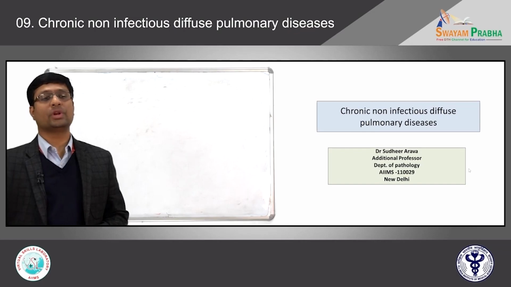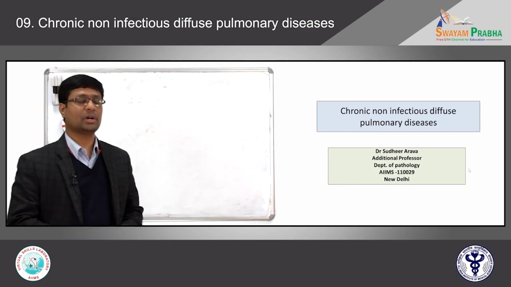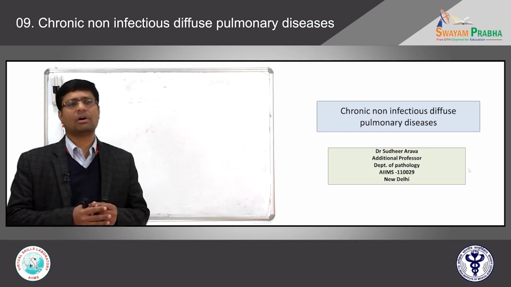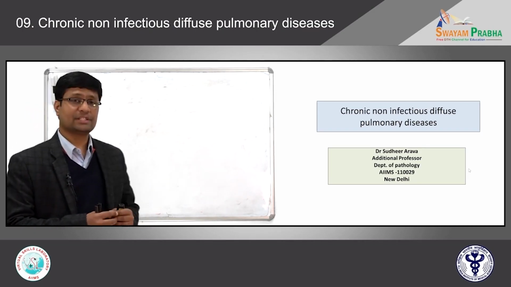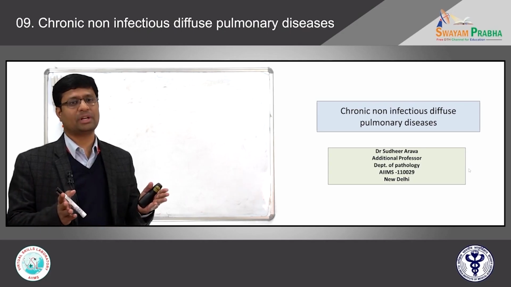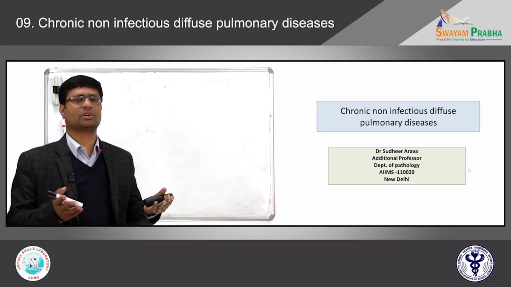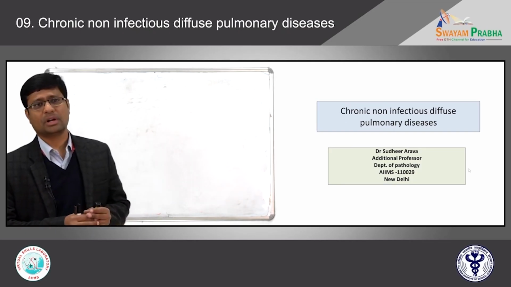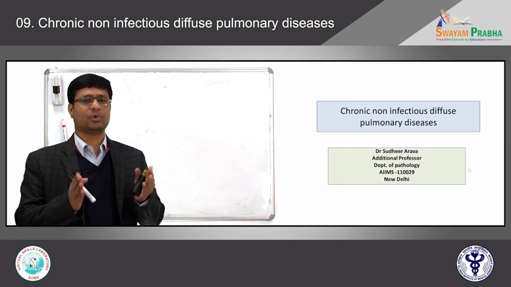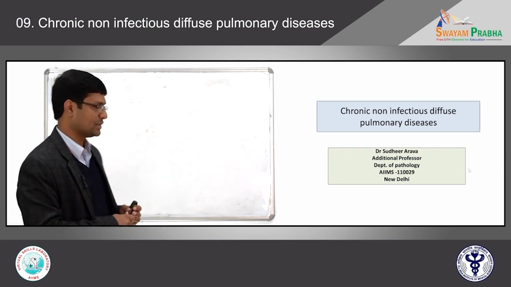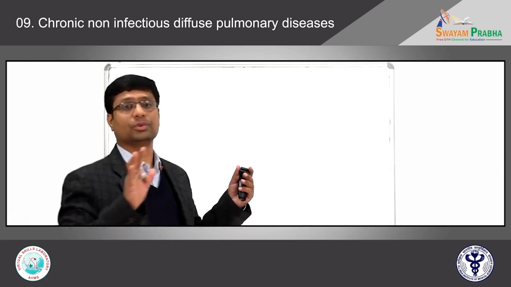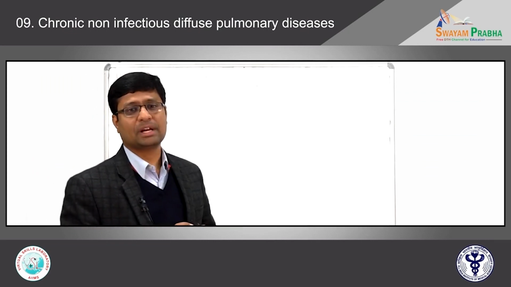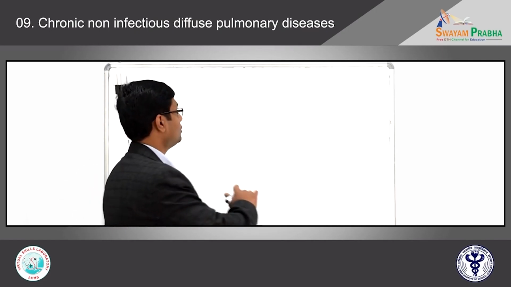So in today's lecture, we'll talk about a separate group of lung diseases which are very important. Till now, all of us know that lung diseases are classified depending on their etiological factors, what causes them. But there is a separate group of lung diseases which are classified purely based on spirometric analysis. So what are those? These lung diseases broadly are called diffuse parenchymal lung diseases, which are chronic and non-infectious in nature.